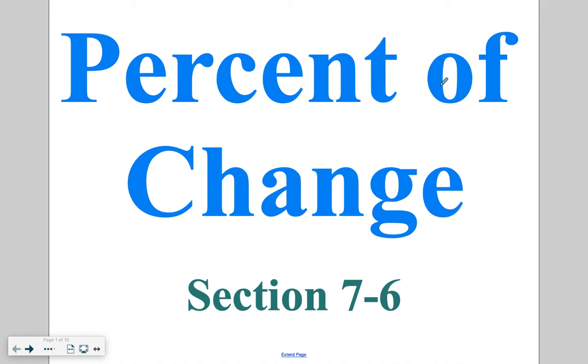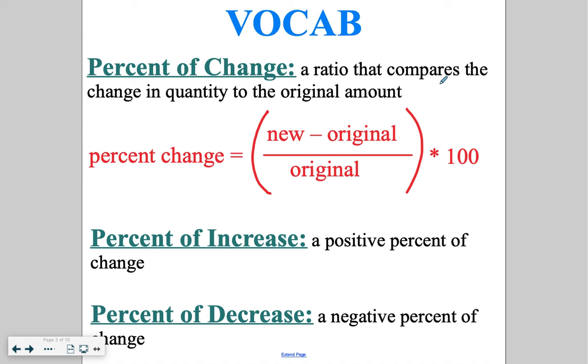Hello class, today we're going to talk about section 7.6, which is about percents of change. A percent of change is a ratio that compares the change in a quantity to the original amount. So that's a fancy way of saying we're looking at how different it was compared to what it originally was.